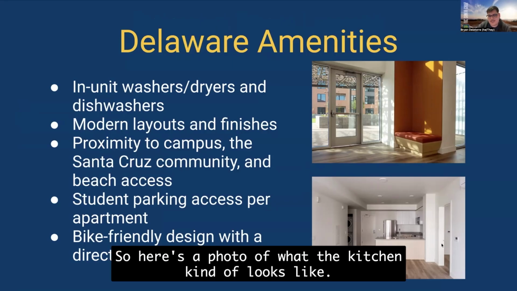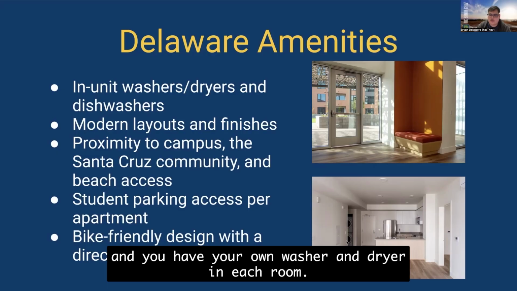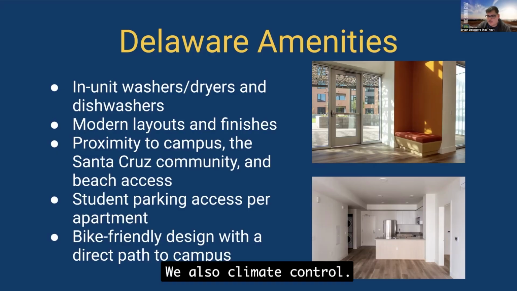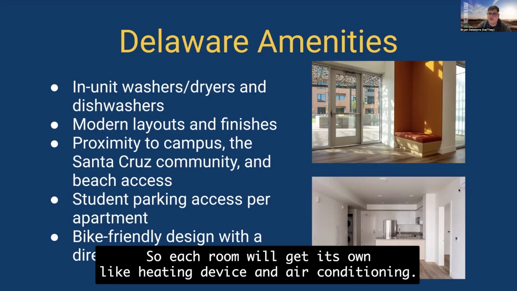So here's a photo of what the kitchen kind of looks like. You'll have stainless steel appliances, and you'll have your own washer and dryer in each room. There's also climate control. I don't know if you can see in that corner. So each room will get its own heating device and air conditioning.